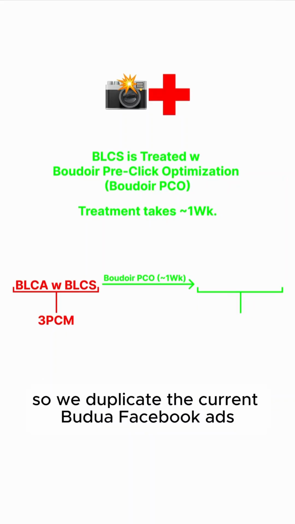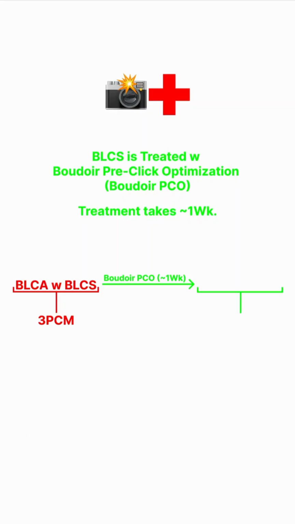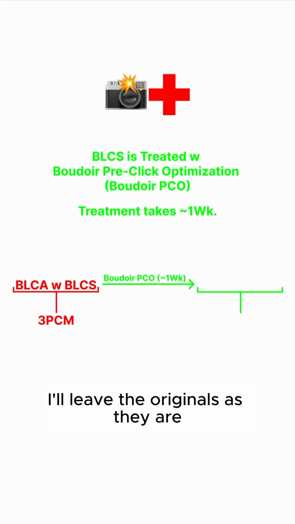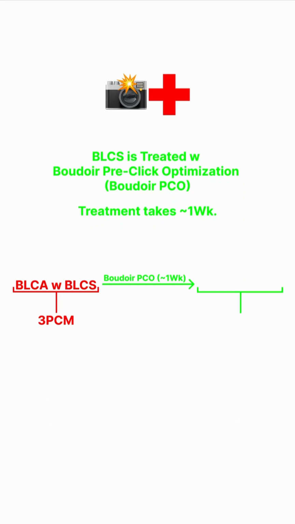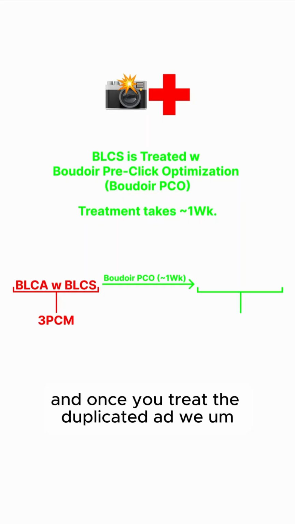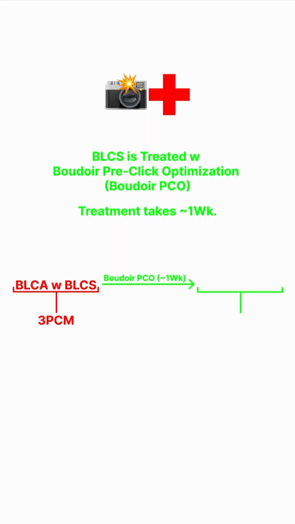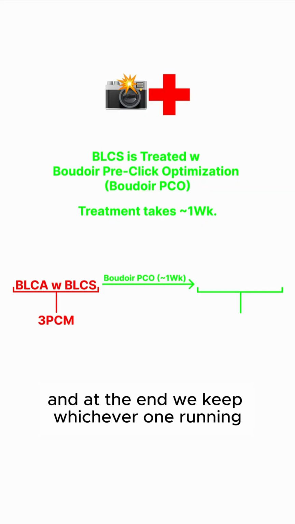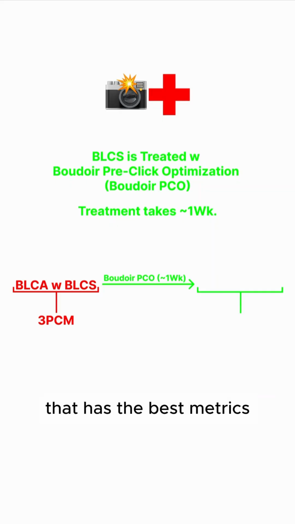So we duplicate the current Boudoir Facebook ads, leave the originals as they are, running or not running, and we actually treat the duplicated ad. And once we treat the duplicated ad, we run that treatment for about a week, and at the end, we keep running whichever one has the best metrics.